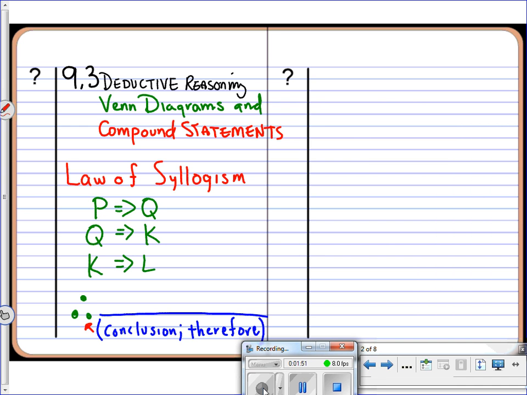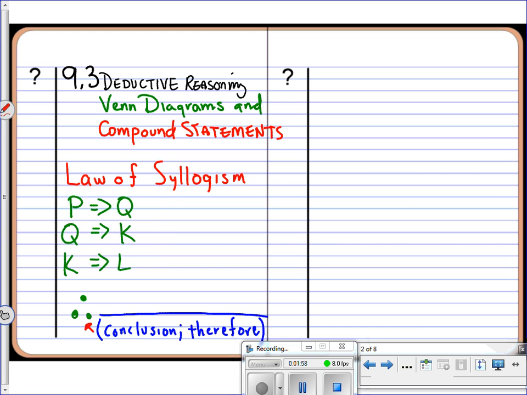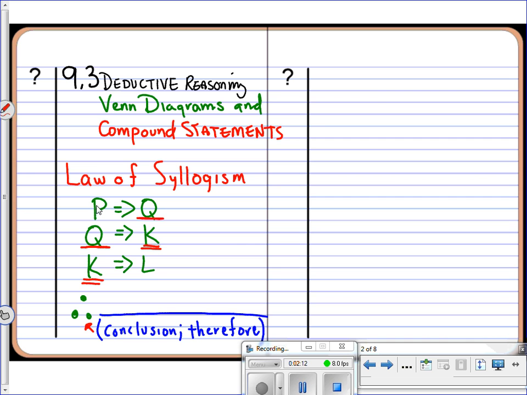All right, so the law of syllogism is a law. It's a property, if you will, that we're allowed to use on a series of conditional statements. If we have a list of conditional statements such that the conclusion of this one ends up being the hypothesis of that one, and the conclusion of this one turns out to be the hypothesis of that one, they kind of fall in a chain like that, then we can write a conclusion. Down here I have a little stack of 3 balls, like cannonballs stacked up. That means, in symbolic form, conclusion, or the word therefore.